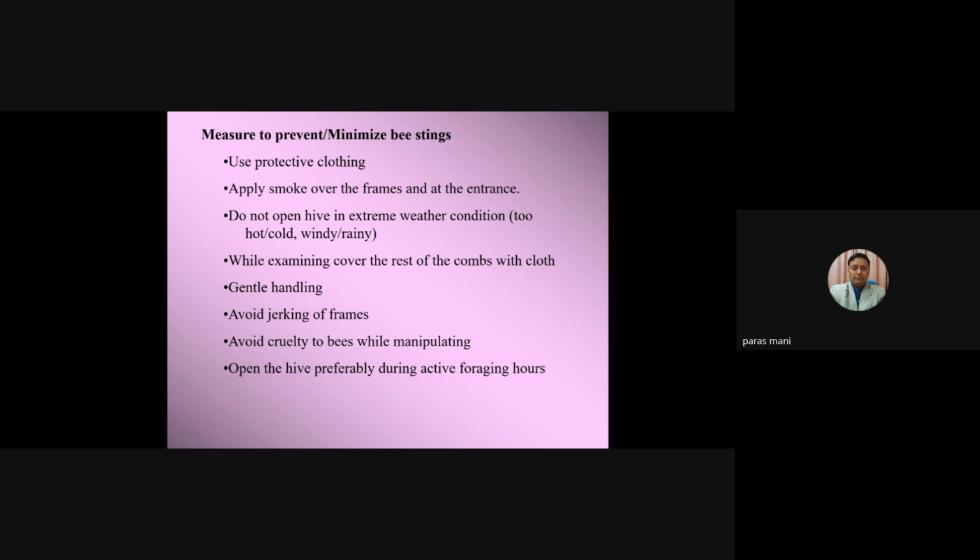I told you there must not be any swift, fast movements near the hive. You should not move yourself, as well as you should not move the frames, while you are handling. Avoid jerking of frames. Sudden movement of frames must be avoided. Avoid cruelty to bees while manipulating. That is, you should not harm the bees.